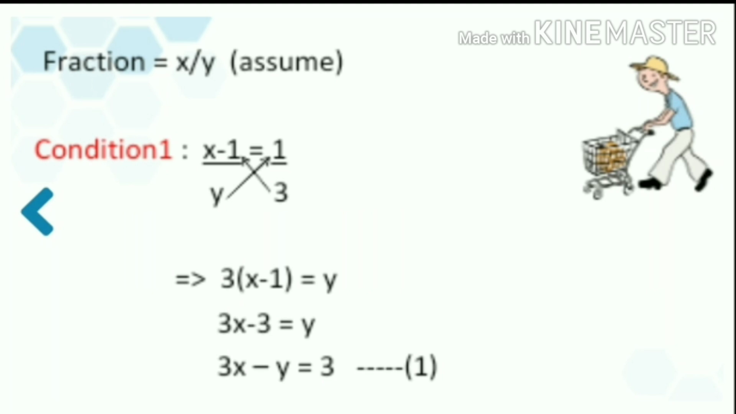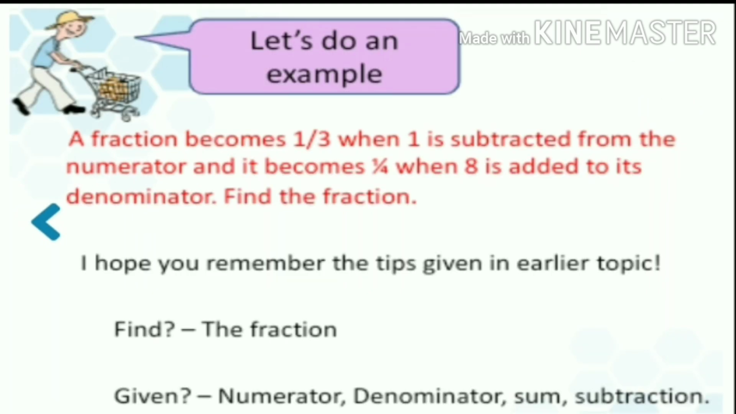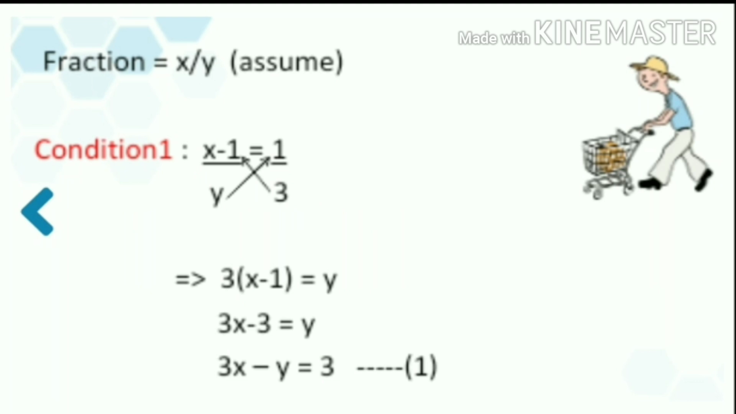So what was the first condition? See again: the first condition is that a fraction becomes 1 upon 3 when 1 is subtracted from the numerator. The fraction is x upon y, and 1 is subtracted from the numerator. That's why we will write here x minus 1 upon y is equal to 1 upon 3. Got it? Because the statement says that when 1 is subtracted from the numerator, x minus 1 upon y is equal to 1 upon 3. We need to cross multiply.